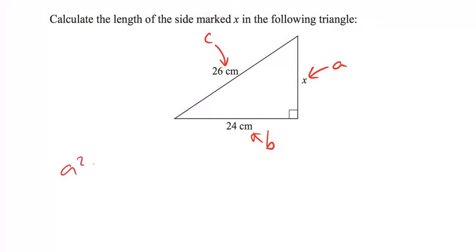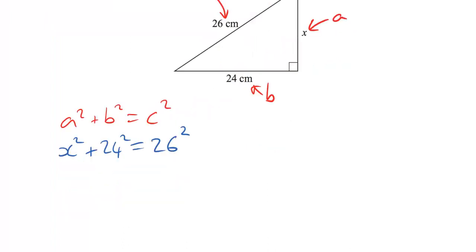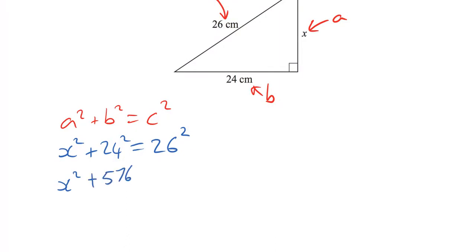So if I'm writing out Pythagoras as a starting point again, then I'm going to have A squared plus B squared is equal to C squared. And we're going to substitute in exactly the same way. X squared for A squared plus 24 squared is equal to 26 squared. And this time it's going to be a little different because we've got that missing variable on the left rather than the right. So 24 squared is 576.